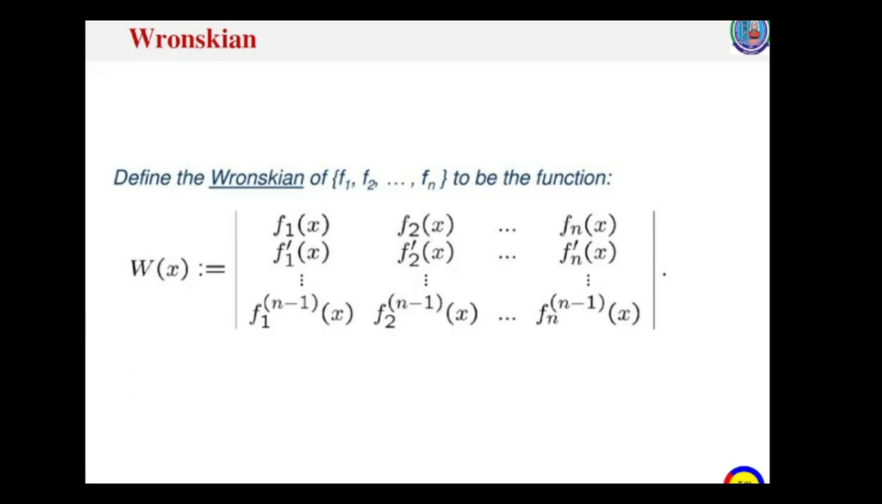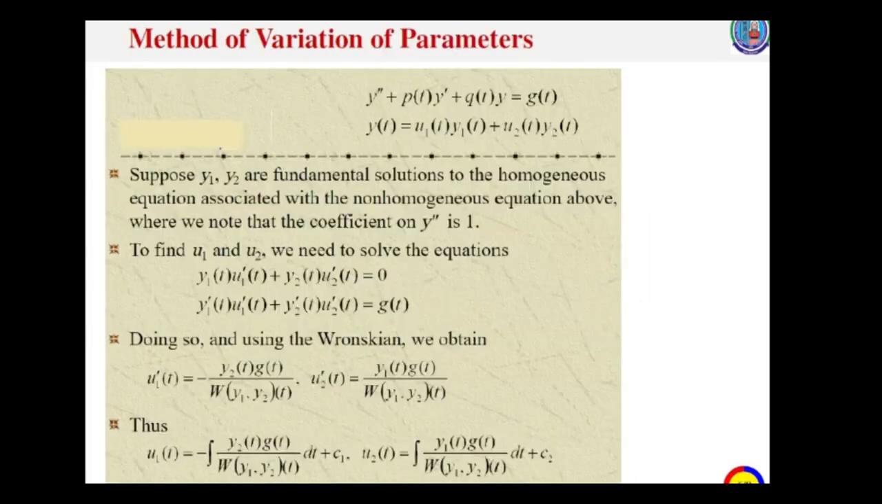So the Wronskian is itself a function of x, which we find on the common domain, the given domain on which the functions are defined. We will use this in our next method, so just have the idea of the definition of what the Wronskian is. Now the next is the method of variation of parameters.